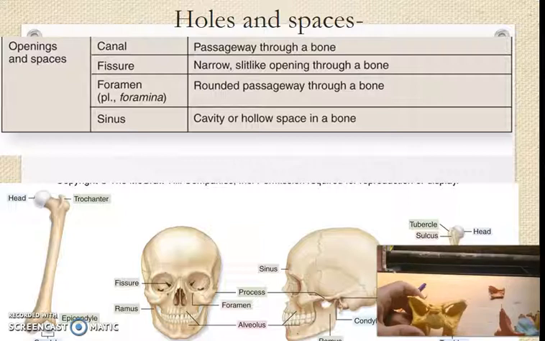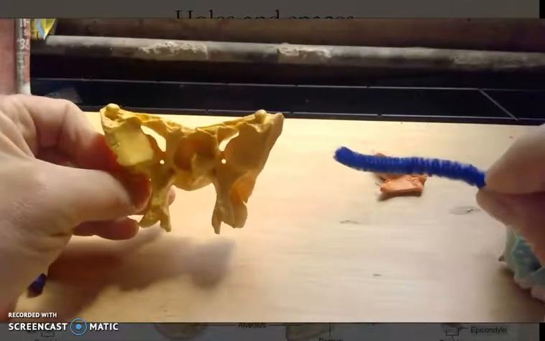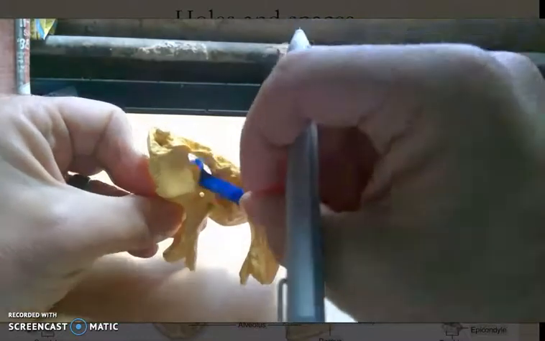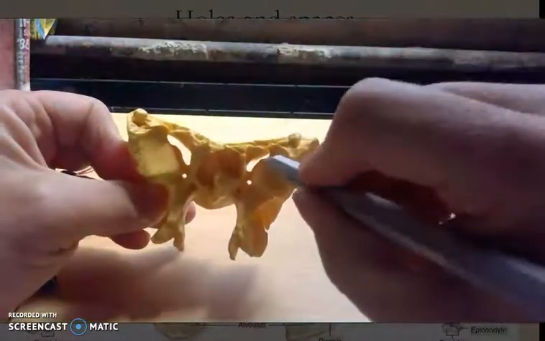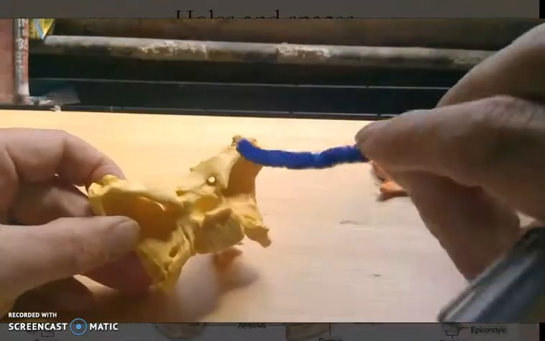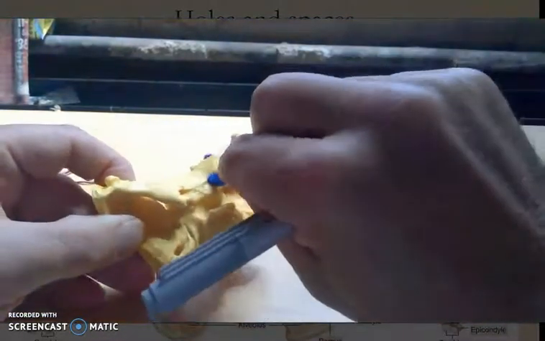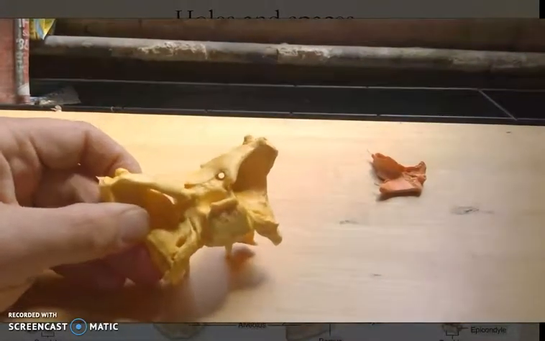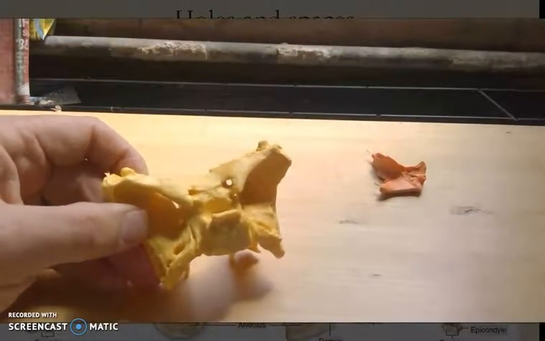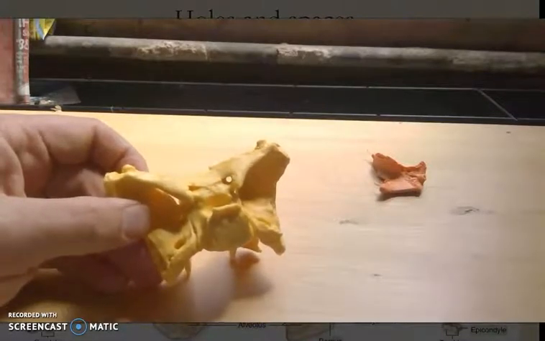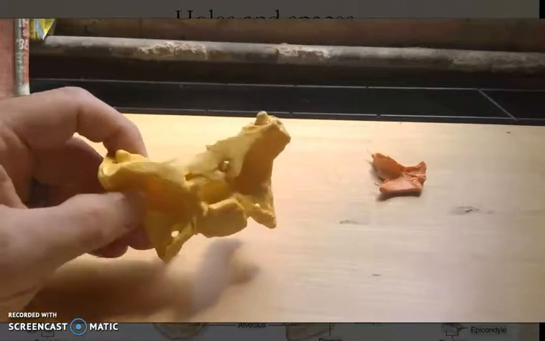So let's look at a canal, a foramen, and a fissure. We are going to start with the fissure first. See this big, jagged structure right there? This jagged structure is a fissure. Now I've turned the bone a little bit sideways. That round structure I'm putting the pipe cleaner in is a canal. That's the optic canal. I have seen optic foramen as well. So again, optic canal just sounds better, so it's a canal, not a foramen.